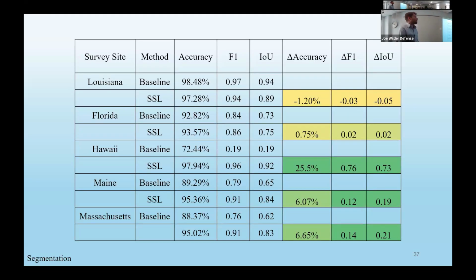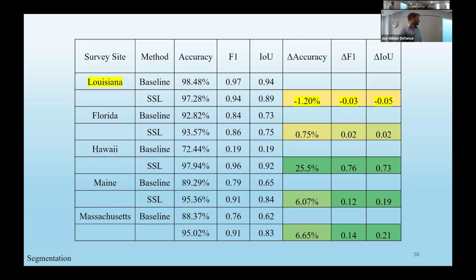So here we get to the comparison, if SSL is helping to generalize based on one survey site. The first thing to pay attention to is that it does like around 1% worse with the accuracy on the baseline. The reason for that is we're training the baseline specifically using Louisiana data. It's optimizing completely for that data. And the SSL model is only using the features it learned about bathymetry from self-supervised learning.